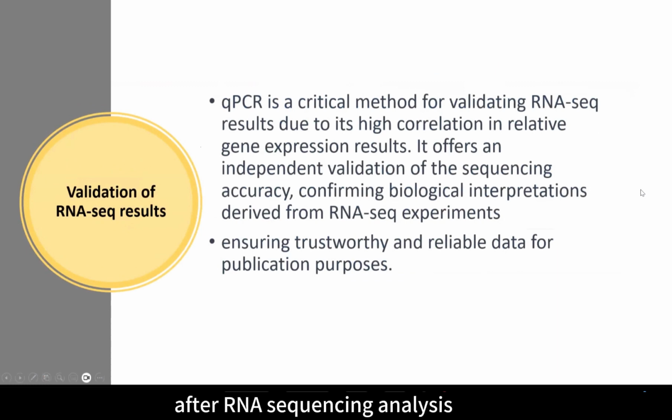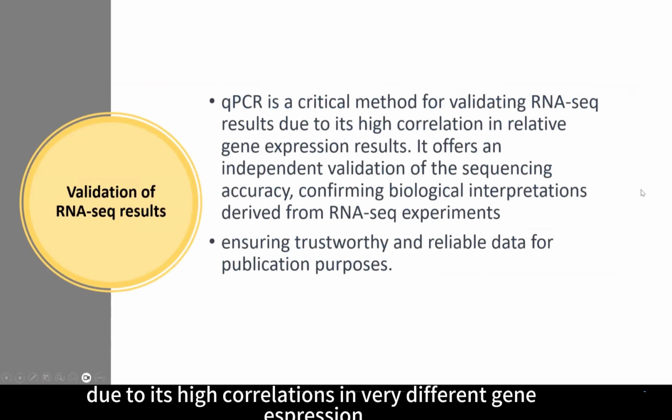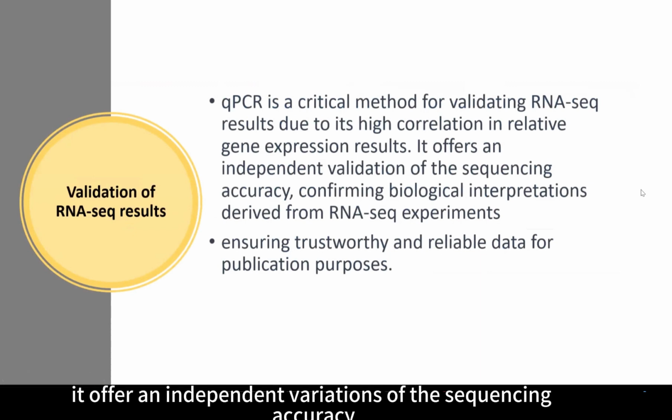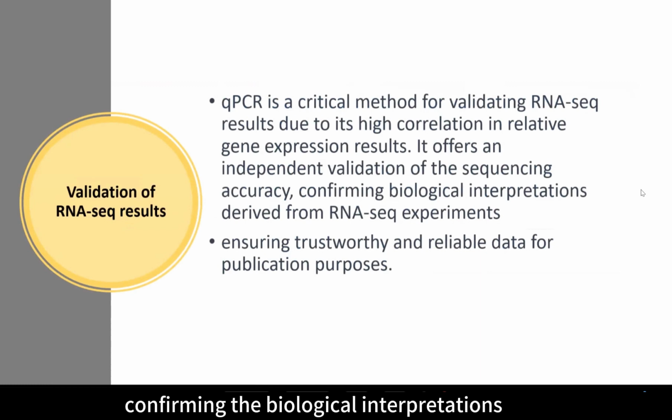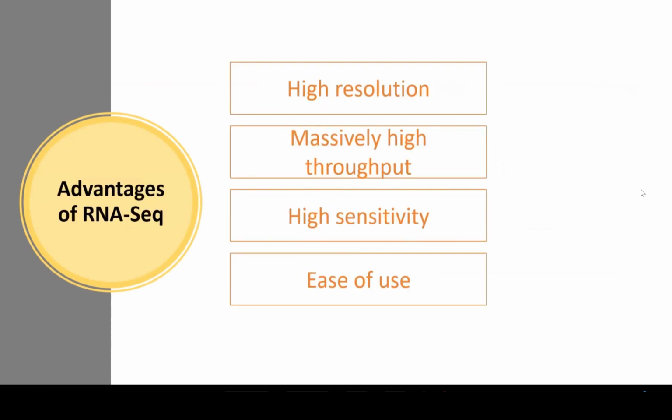Okay. After RNA sequencing analysis, qPCR serves as a critical method for validating the RNA sequencing results due to its high correlation in relative gene expression results. It offers an independent validation of the sequencing accuracy, confirming the biological interpretations derived from the RNA sequencing experiment. This can ensure trustworthy and reliable data for publication purposes.